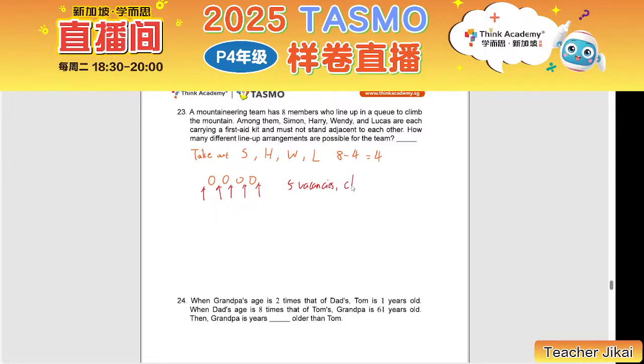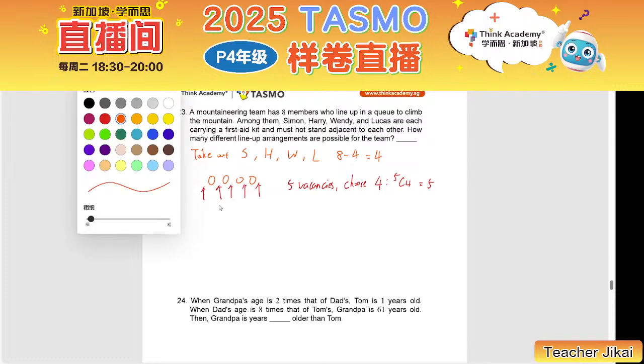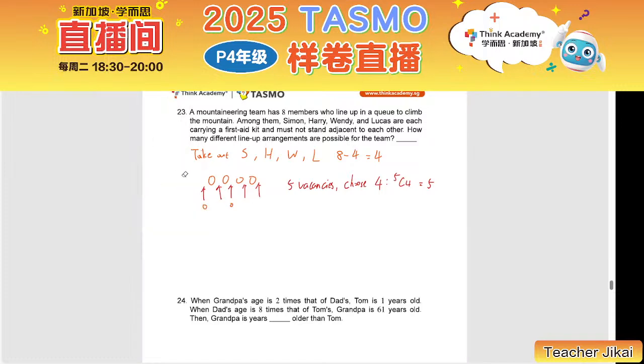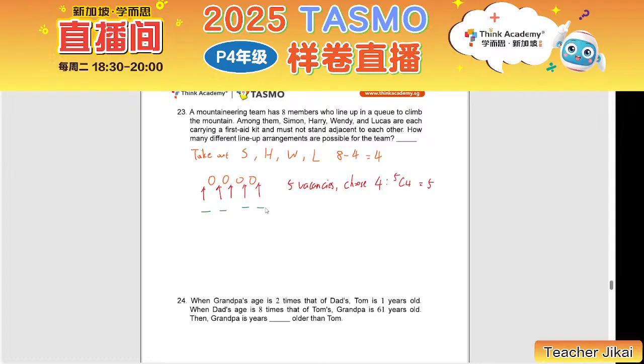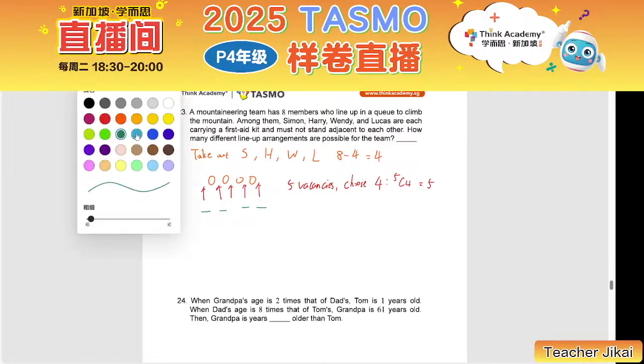So 5 vacancies, we choose 4 to place them. Right? With 5 vacancies, we choose 4. So this is 5C4, which gives you 5. And then, just for example, we choose this one, this one, this one, this one, and this one. So how can we arrange the different groups, right? So Simon, Harry, Wendy, and Lucas, how can we make them stand in sequence? How many ways are there? It's about a queuing problem again, right?